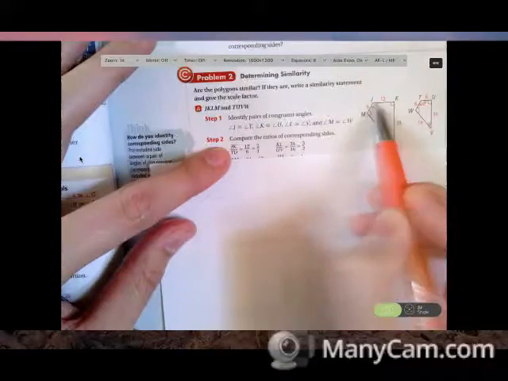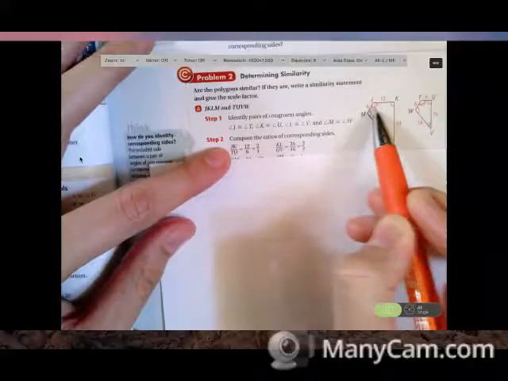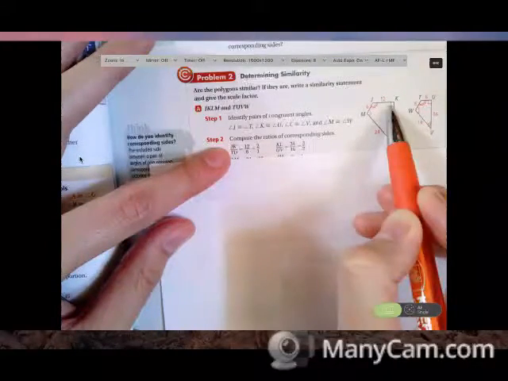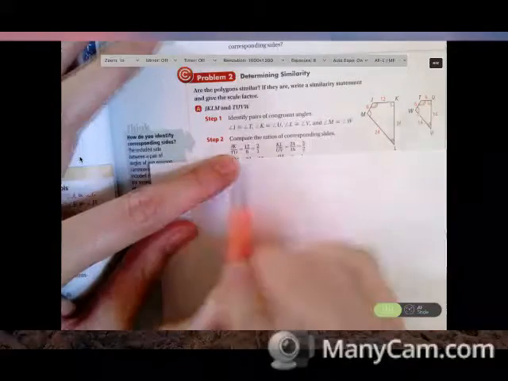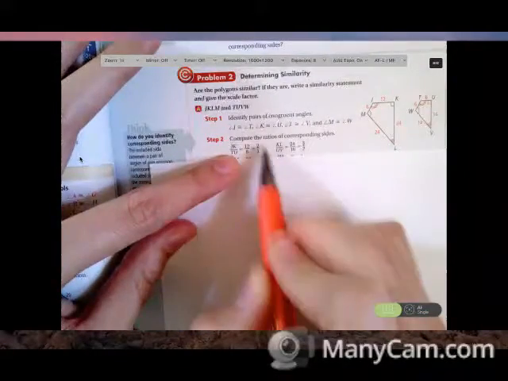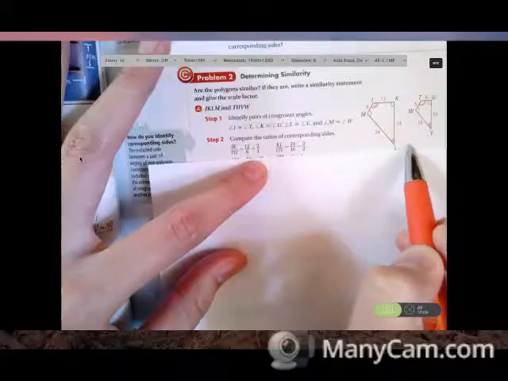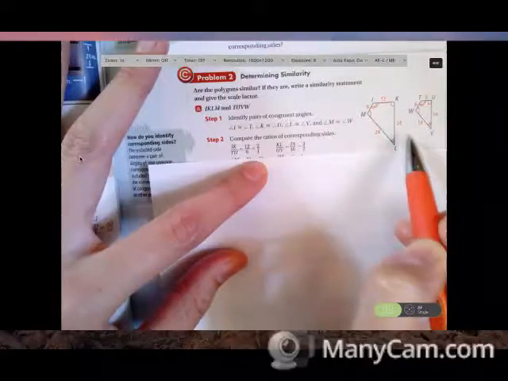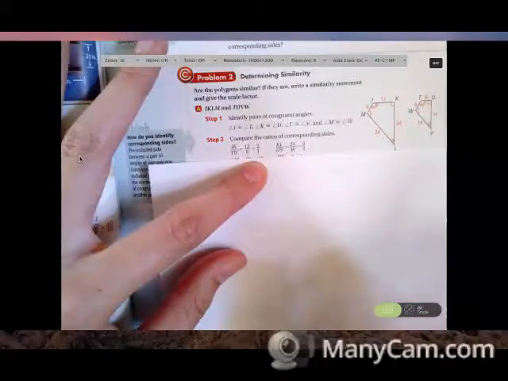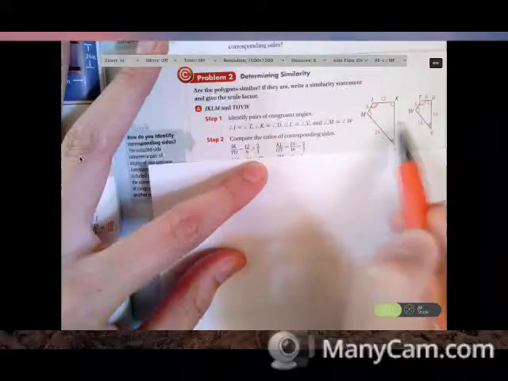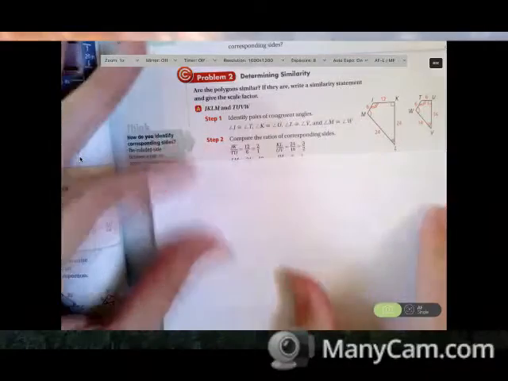JK corresponds to TU because it has two angle marks here, in 90 degree, two angle marks here, in a 90 degree. So JK to TU is 12 over 6, which is 2 over 1. KL corresponds to UV because there's a 90 degree there, 3 tick marks there, 90 degree, 3 tick marks there. So that's 24 over 16, that's 3 halves.